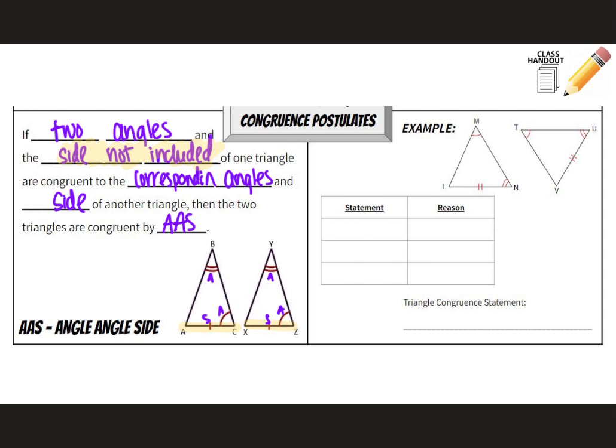So let's take a look at an example here. In this example, there's no other information to mark since I don't see any vertical angles or shared sides. If we label the marked parts as angles or sides, we can see that it's AAS. Same thing in the other triangle. And then we're going to write our congruent statements. Starting with angle M is congruent to angle T. That was given. Angle N is congruent to angle U. That was also given.